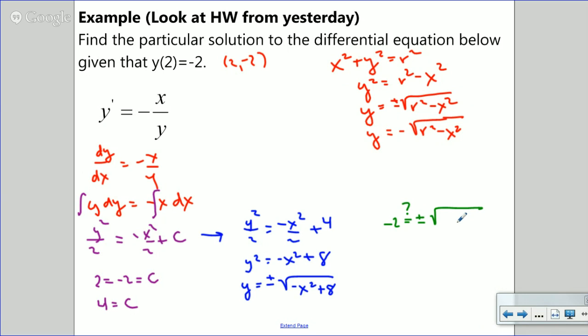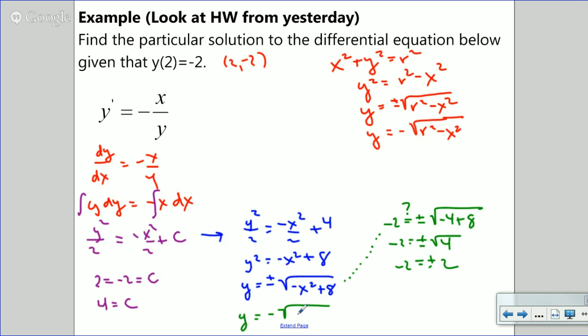X is positive 2, so that would be negative 4 plus 8, just plugging into this last step I had here in blue. Maybe connect those. Okay, so negative 2 equals plus or minus square root of 4, right? So negative 2 equals plus or minus 2. Well, obviously we want the negative branch, right? So my final answer is y equals negative square root.